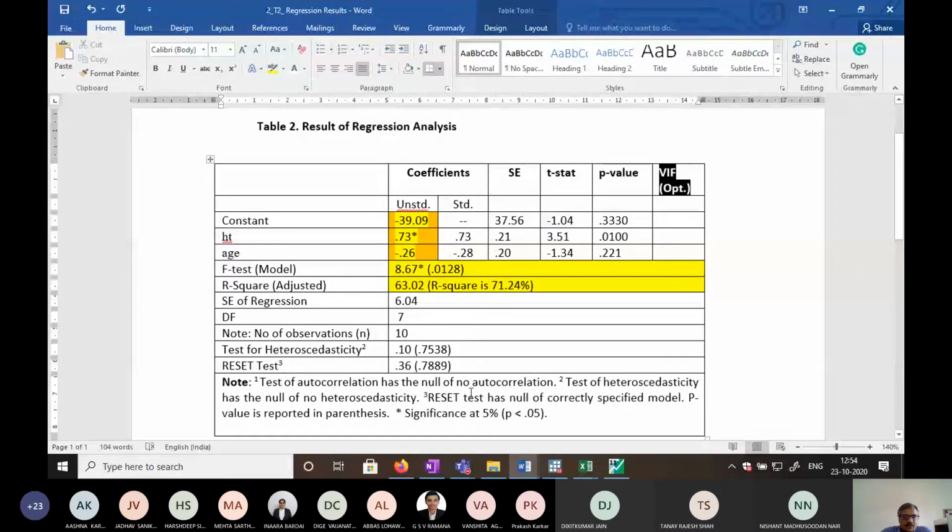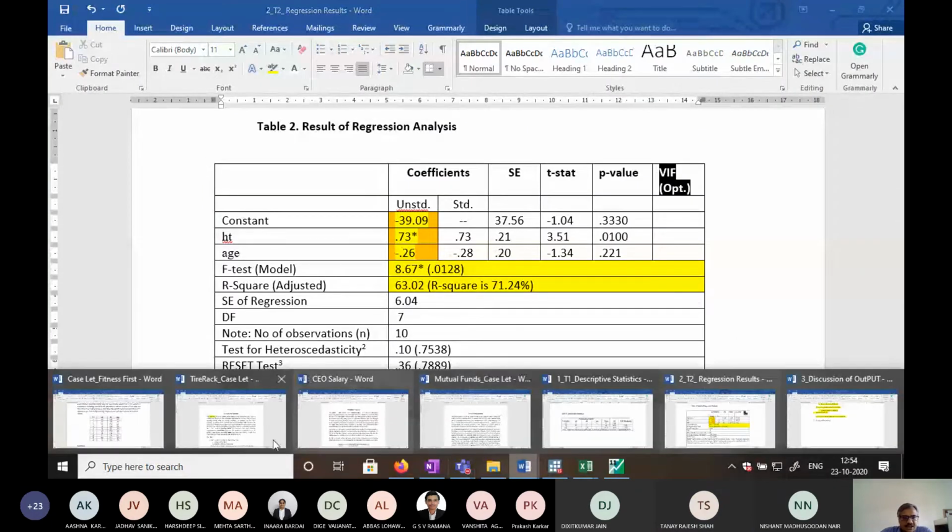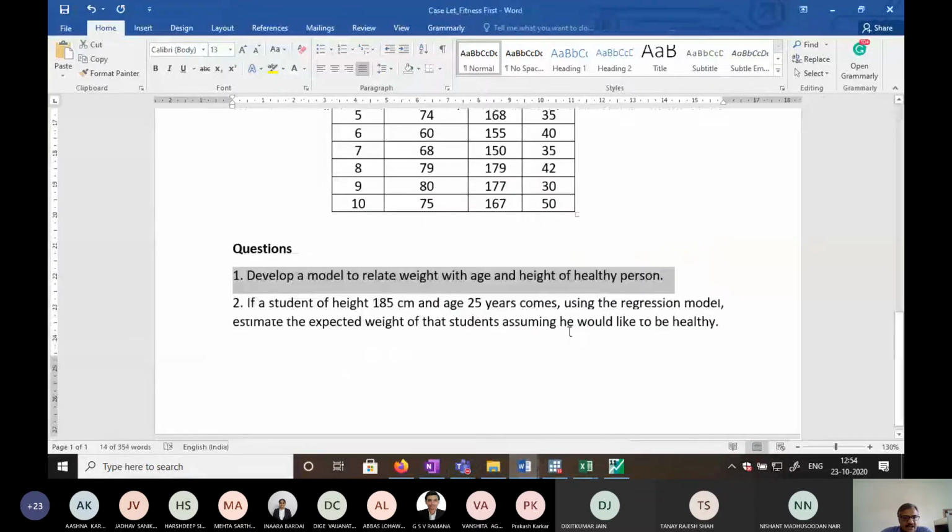So we'll quickly move to prediction. I'll show you the caselet. The caselet says that if a student of height 185 centimeter, age 25 comes, using the regression model, estimate the expected weight of that student, assuming he would like to be healthy.